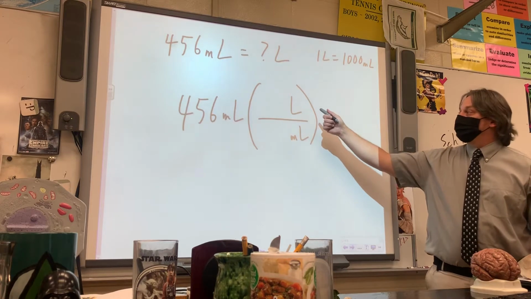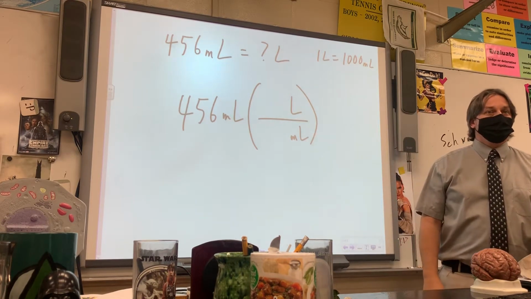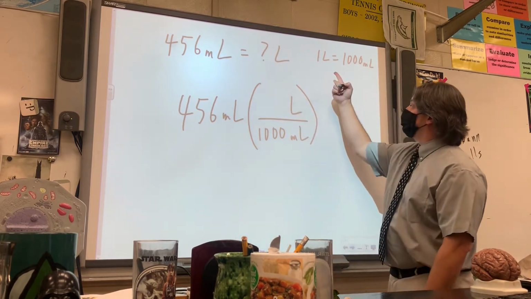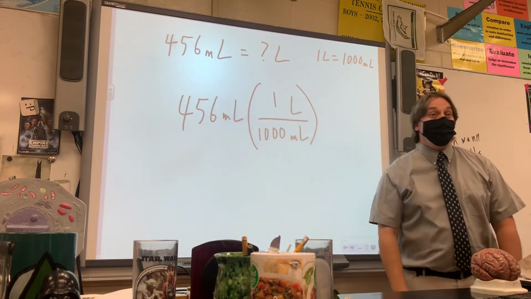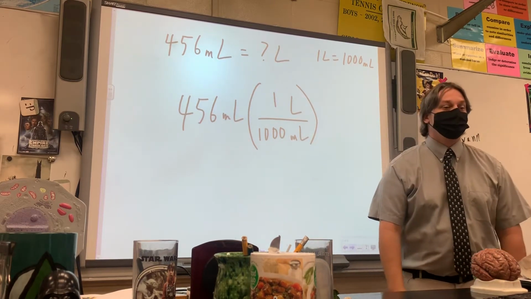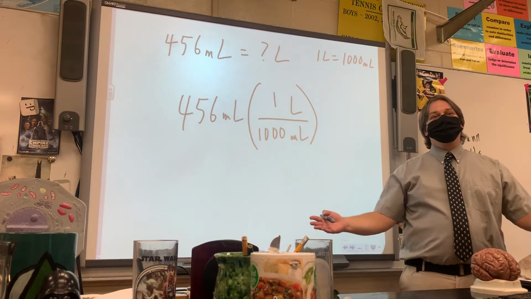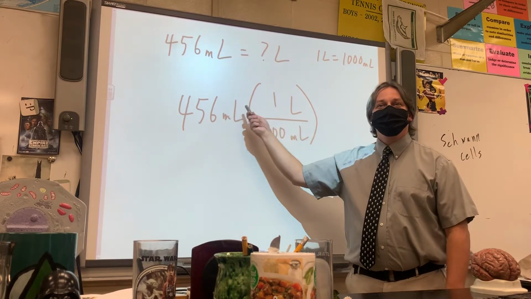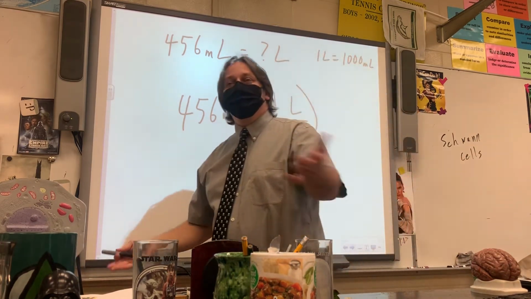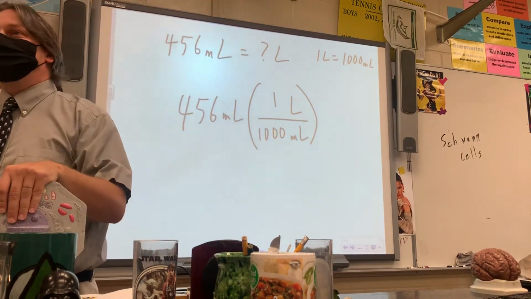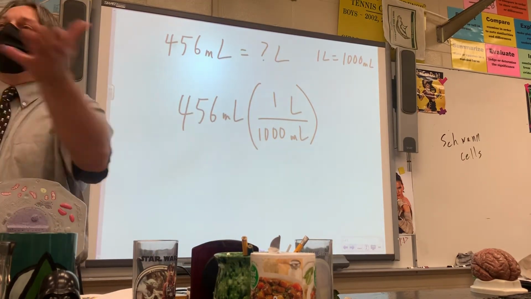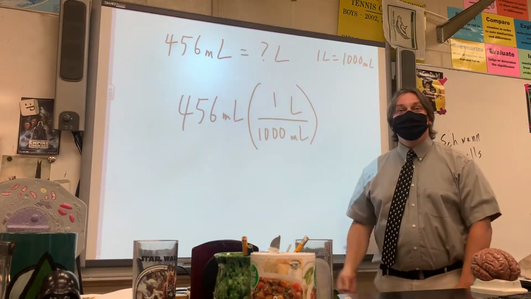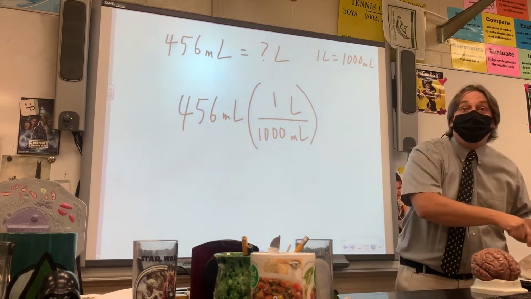Milliliters, liters. Where's my 1,000 going? On the bottom. And how many liters? One. Now, what's the only math on the board? No multiplication this time, because what am I multiplying by? 1. Same thing as dividing, right? If you're multiplying by 1, you just wasted buttons on the calculator, because you know what anything multiplied times 1 is, right? And so the only math on the board this time is division.